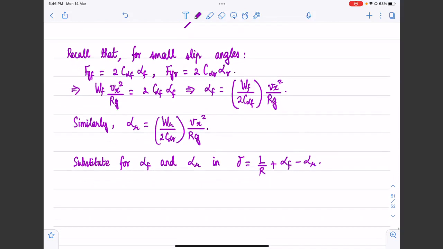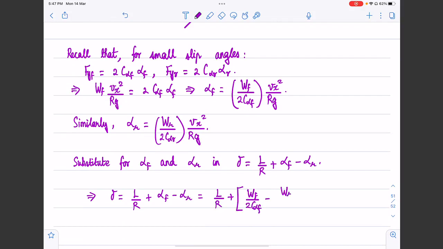Okay, so substituted there, we will get delta equal to L by R plus alpha F minus alpha R, which is going to be equal to L by R plus, we can just substitute for alpha F and alpha R, we'll get WF divided by 2C alpha F minus WR divided by 2C alpha R, times Vx squared by Rg.